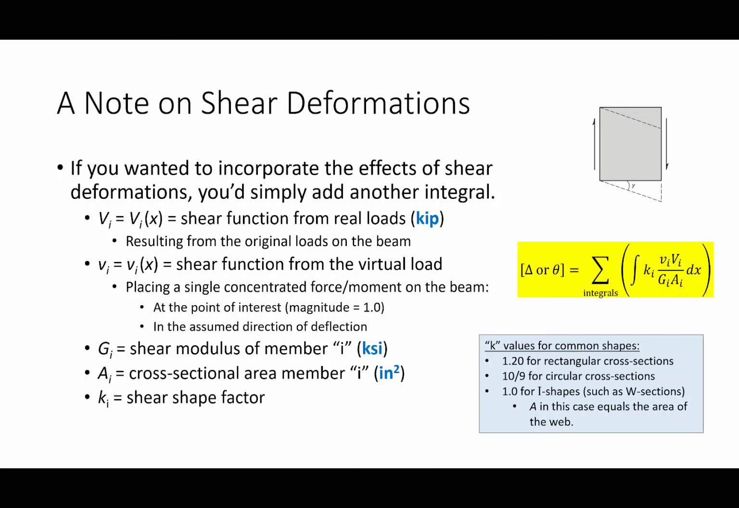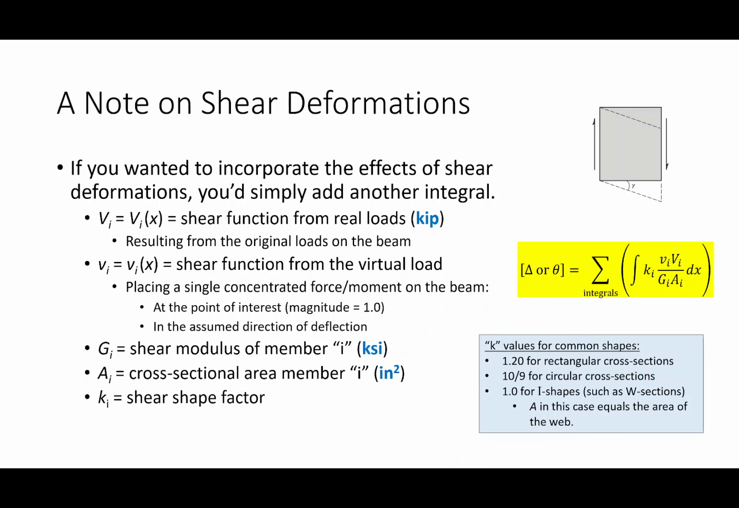So if your beam is a rectangle, you can actually derive it, and K is 1.2. If your beam is a circle, you can derive it, and it's 10 over 9. I'm not going to make y'all do that. And then if you have an I shape or something with a sufficiently thin web, we just take K to be 1.